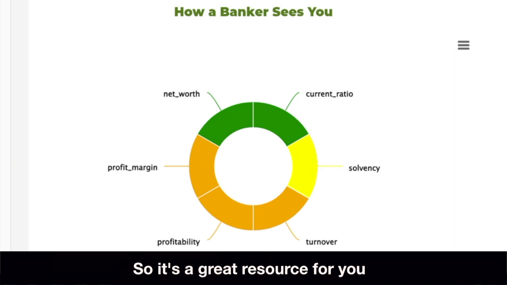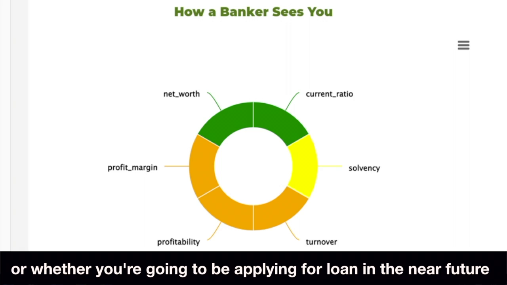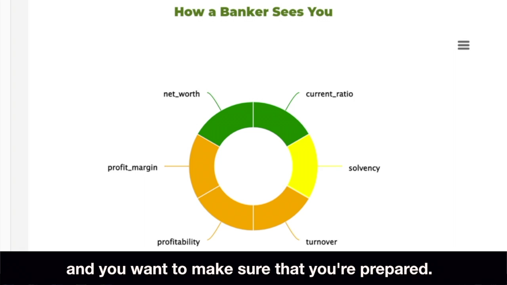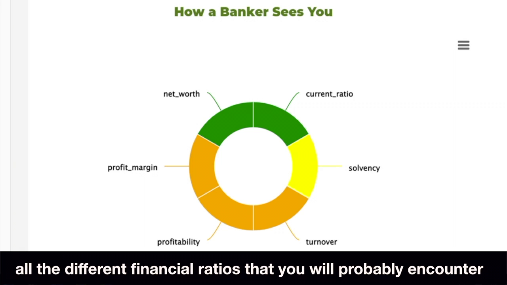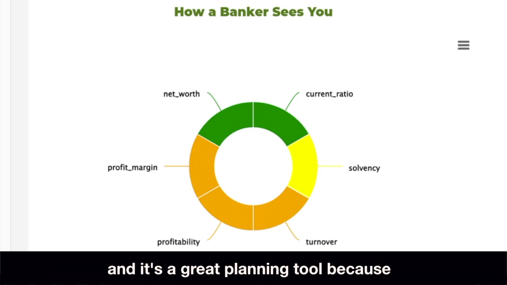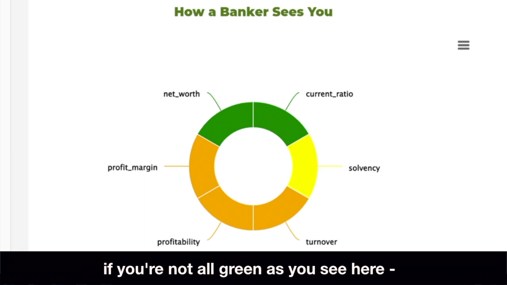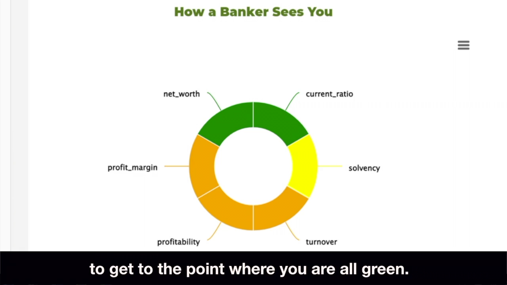So it's a great resource for you, again, whether you're ready today or whether you're going to be applying for a loan in the near future and you want to make sure that you're prepared. Bank POV will tell you where you stand on all of the different financial ratios that you will probably encounter regardless of who the lender is. And it's a great planning tool because if you're not all green, as you see here in this example, we will help give you guidance on what you need to do to get to the point where you are all green.